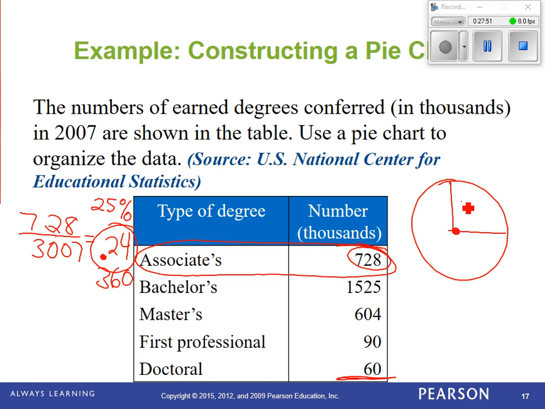So when we make this, that's going to be the associate's piece of the pie. And you probably want to put in there 0.24, because that's what it says that they had.